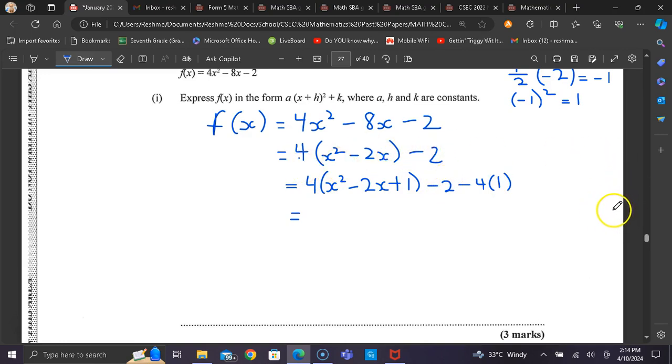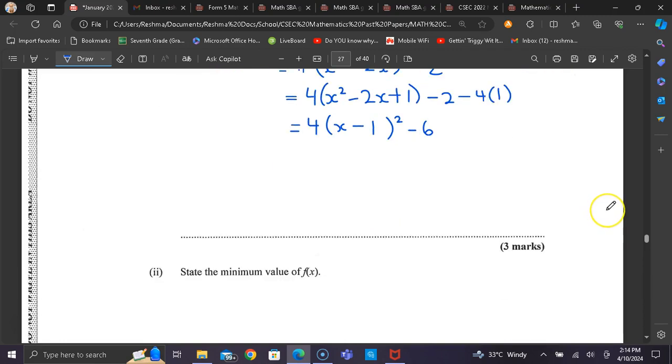Alright, so the part in brackets is a perfect square, which is of the form a squared minus 2ab plus b squared, which would factorize to give x minus 1 squared. And then at the end, we have -2 minus 4, which will give -6. Okay, so we have completed the square, and this was worth 3 marks.